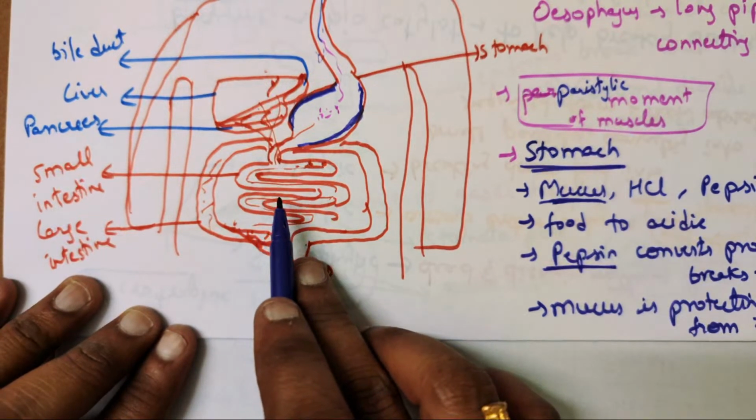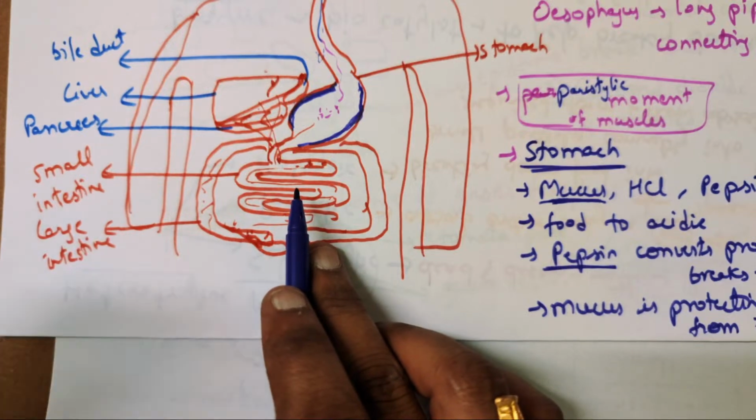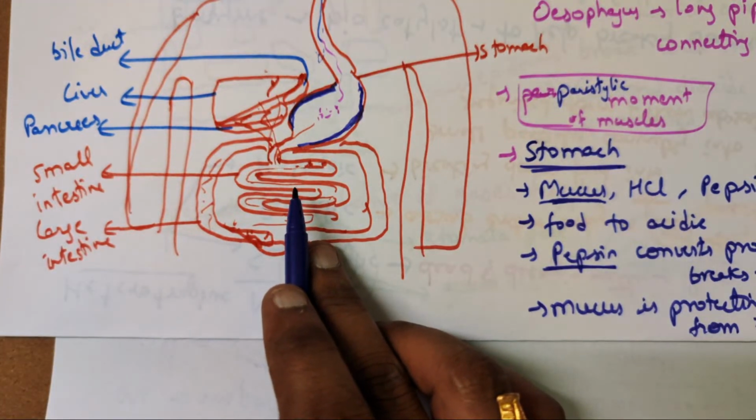So what villi will do is, it is connected to blood vessels. So villi absorbs all these things, the glucose, amino acids, fatty acid, glycerol, and there it moves to the blood vessels. From there it is transported to other parts.